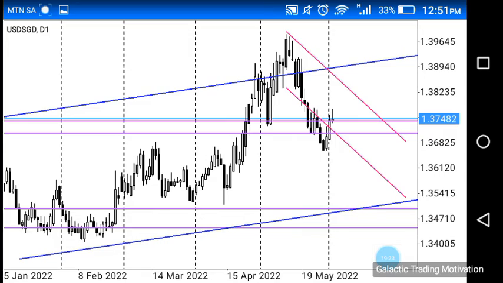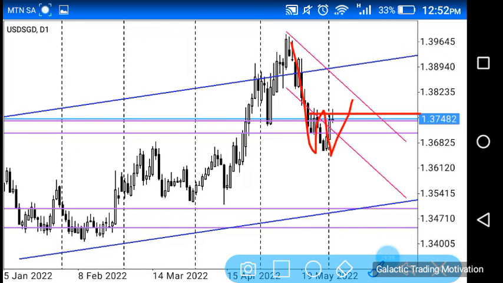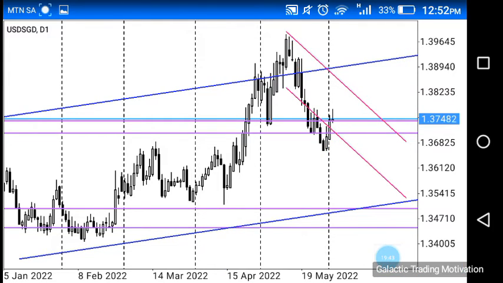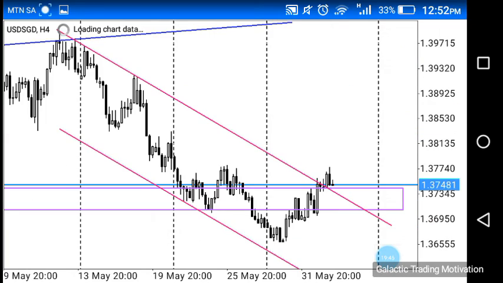To add to this, I said that we have another W structure over here with the neckline being there. However, the neckline has not been broken as yet, and it's probably best to wait for price to close above that neckline, come back to retest it, and then that's where we would look for further buying opportunities, right? And just to go back to the H4 chart.